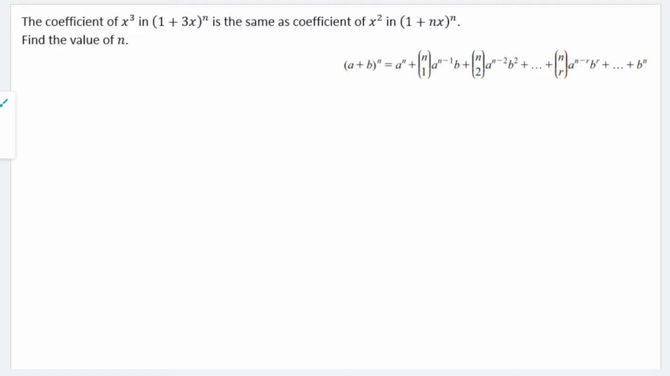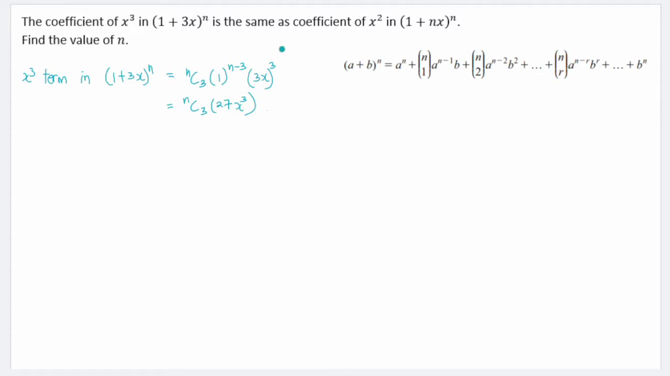Therefore, we can now write the x cubed term in (1 + 3x)^n as equivalent to nC3 multiplied by 1^(n-3) multiplied by (3x)^3, which will simplify into nC3 multiplied by 27x^3.